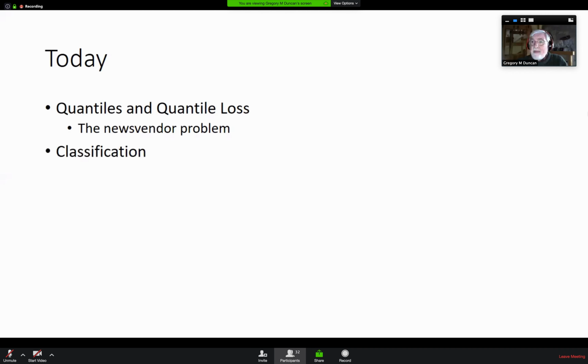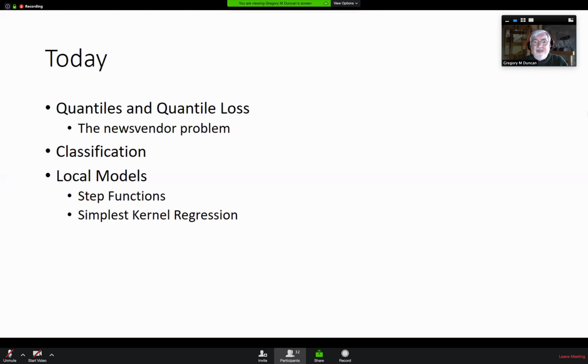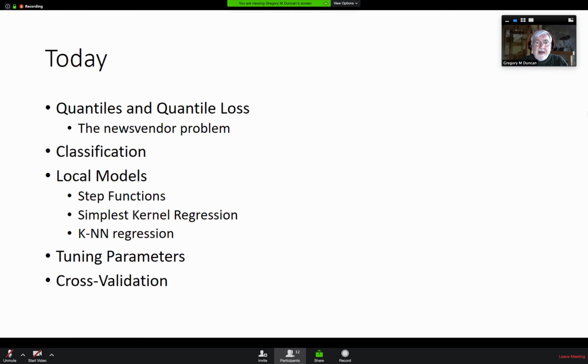We're also going to talk about classification today. Then we're going to talk about local models. I'll talk a bit about step functions, the very simplest kernel regressions, I won't call them that, and KNN regression, that's K nearest neighbor regressions. Finally, I'll talk about tuning parameters. And I'll briefly talk about cross-validation. I'll do more of that next time.